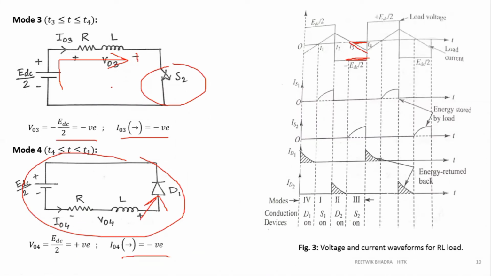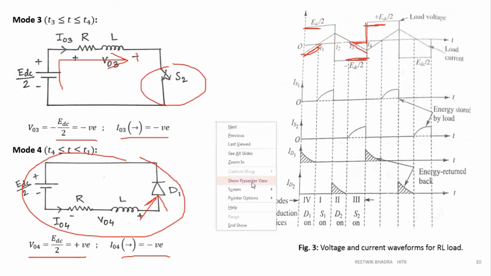V4 has changed its polarity compared to V3. So V4 will be positive. See, V4 is nothing but this region over here. Or you can say before T1, this region, EDC by 2. So current is negative, voltage is positive. Voltage positive, current negative. This is how your operation is done. Any problem up to this, you can tell me.